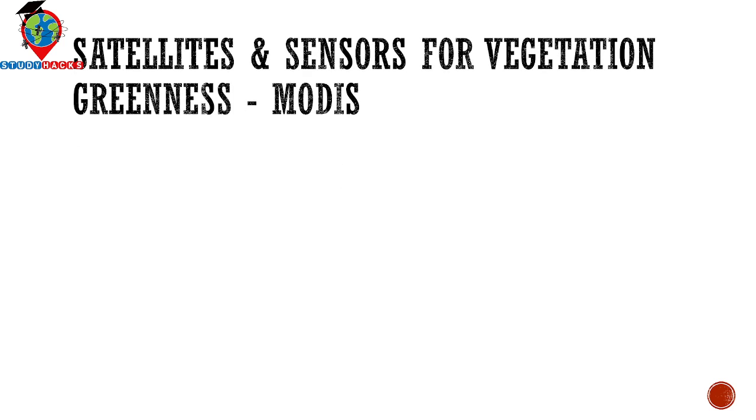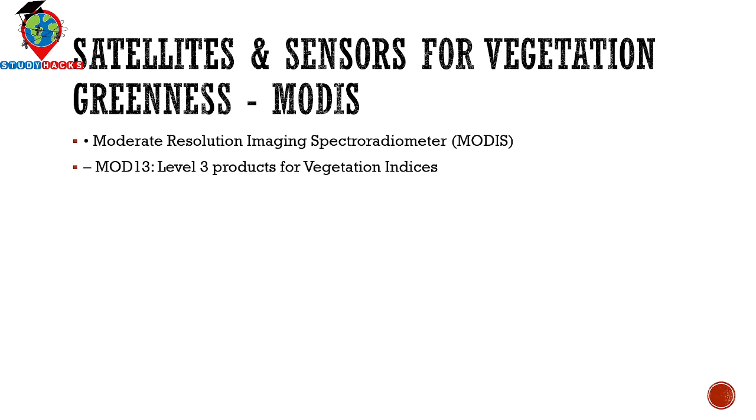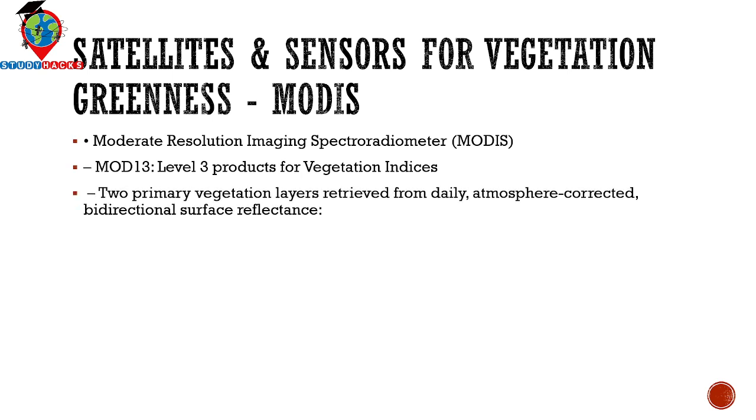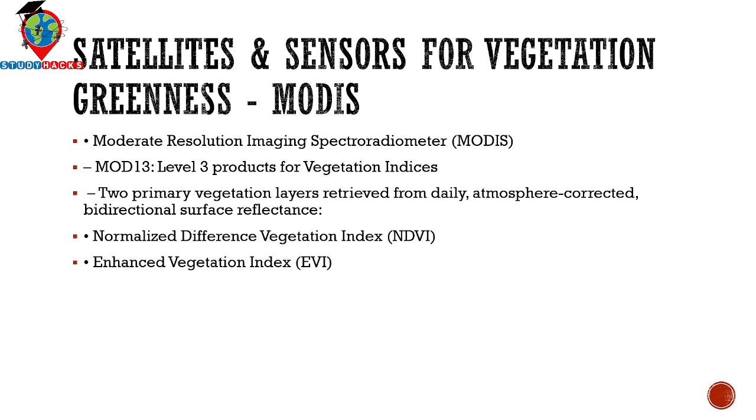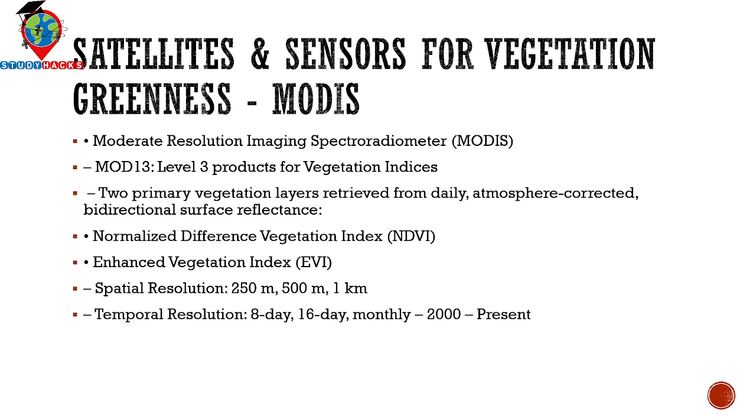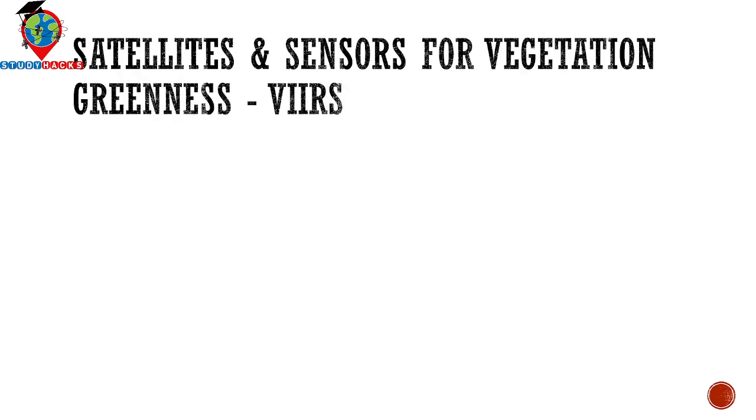So now we talk about vegetation monitoring using MODIS. Basically MOD13 is a level 3 product for vegetation indices. Two primary vegetation layers are retrieved from the daily, atmospherically corrected, bidirectional surface reflectance: one is NDVI, another is EVI. Spatial resolution is 250 meter, 500 meter, and 1 kilometer, and temporal resolution is 8-day, 16-day, and monthly. It's available from 2000 to present.